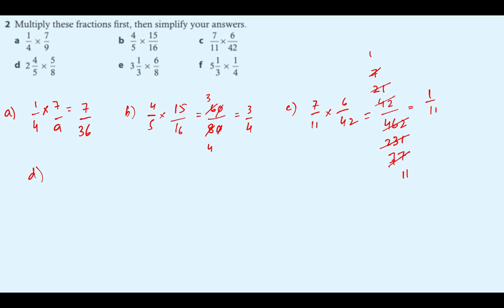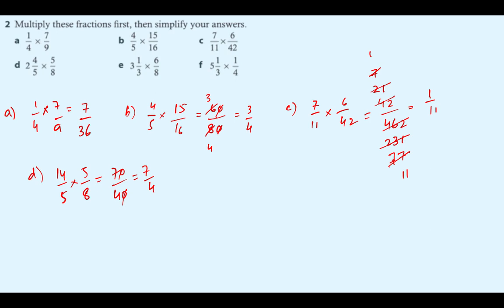it's 2 whole 4 over 5. When we simplify this, this becomes 5 times 2 is 10, 10 plus 4 is 14 over 5 multiplied by 5 over 8. We cannot simplify it yet because the question says first multiply and then simplify. So first we will multiply this. 14 times 5 is 70 and 8 times 5 is 40. 0 and 0 cancel out, so the final answer is 7 over 4.